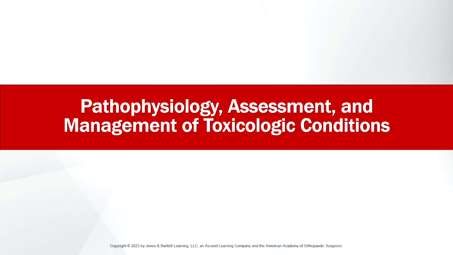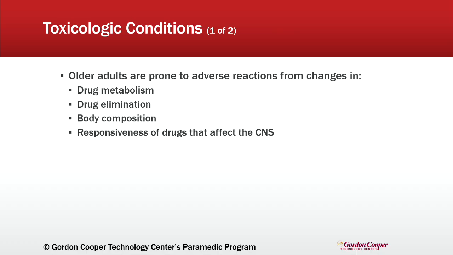Okay? So, toxicologic emergencies, this is where we're going to finish out part 4. Older adults have a higher risk of adverse drug reactions and interactions. This increased risk is due to the slower drug metabolism and reduced liver function. Decreased kidney function lowers drug elimination, and changes in body composition affect how drugs are distributed in the body. The central nervous system's response to certain drugs may also change.